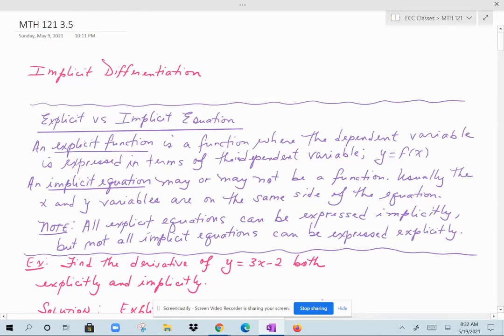So an explicit function is a function where the dependent variable is expressed in terms of the independent variable. This is what we're most accustomed to. Y is a function of x. With implicit, they could be functions, so we're going to call them implicit equations because they might not be functions. An implicit equation may or may not be a function. Usually the x and y variables are on the same side of the equation.